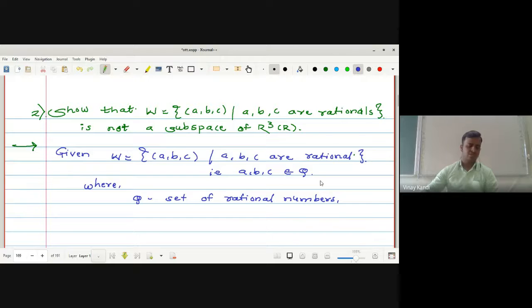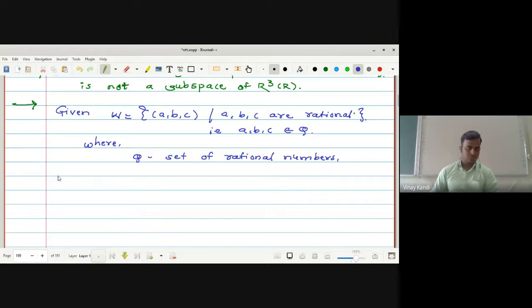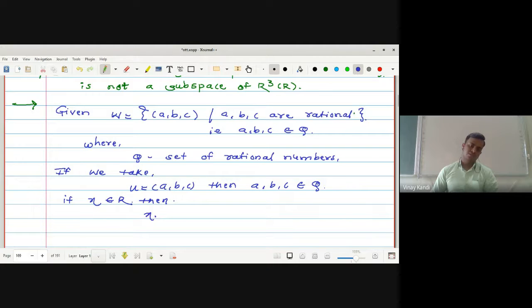Okay, now if we take u is equal to (a, b, c), then a, b, c are the elements of Q. And if x belongs to R, then x into u, the scalar multiplication law. Okay, in the vector space, x into u, this x comes from your field R, and u is the vector. Then where should x into u be? In W.